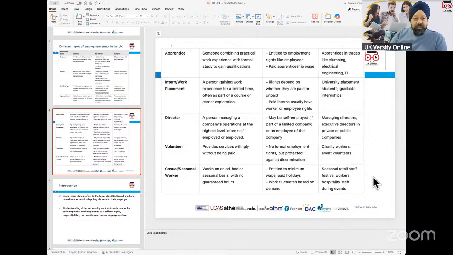Then you have interns and work placements, which are primarily for students who are looking at gaining experience. If I remember my old days when I was in uni and doing my MBA, I was required to do a summer placement with an organization to carry out a project, and that was a practical project, for which I had to approach various organizations to take me on as an intern or allow me to carry out my work placement, which was for 6 weeks.